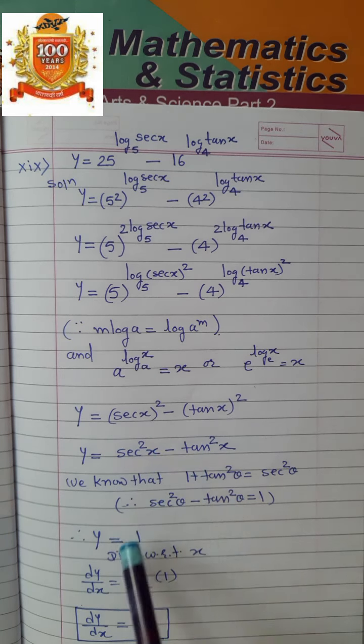We get dy by dx is equal to d by dx of 1, and 1 is a constant and derivative of a constant is 0. Therefore, dy by dx is equal to 0 here. In this way, we complete problem number 19. Remaining sums we will see in the coming video. Isn't it?